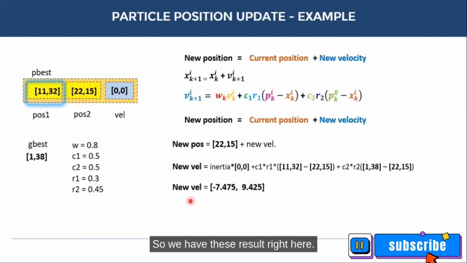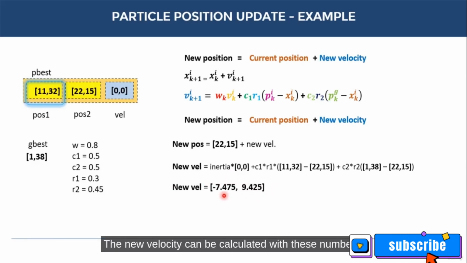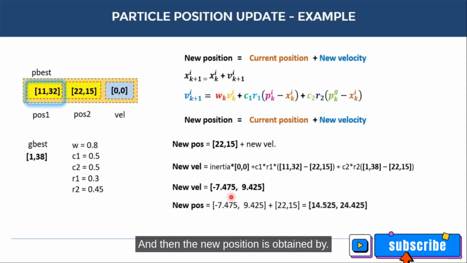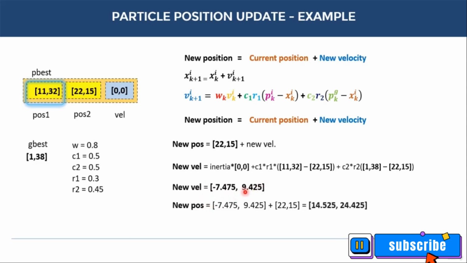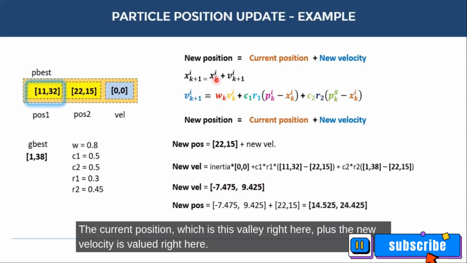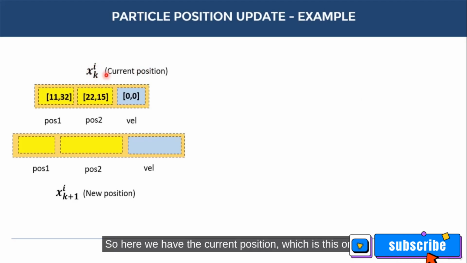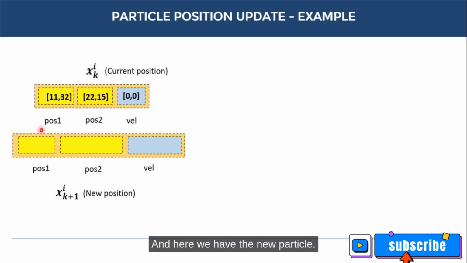So we have these results right here. The new velocity can be calculated with these numbers. So this is the new velocity. And then the new position is obtained by the current position, which is this value right here, plus the new velocity, this value right here. So here we have the new position of the particle. So here we have the current position, which is this one. And here we have the new particle.